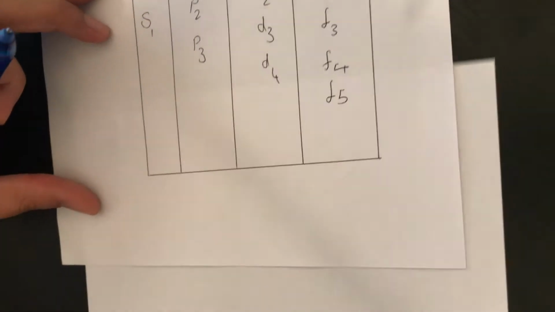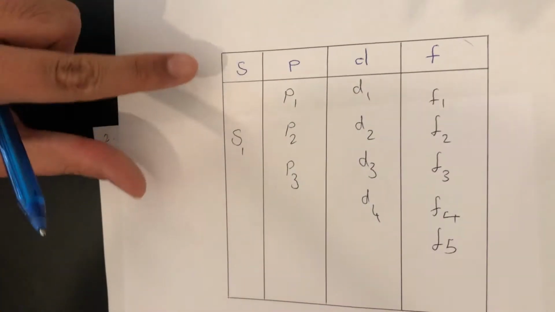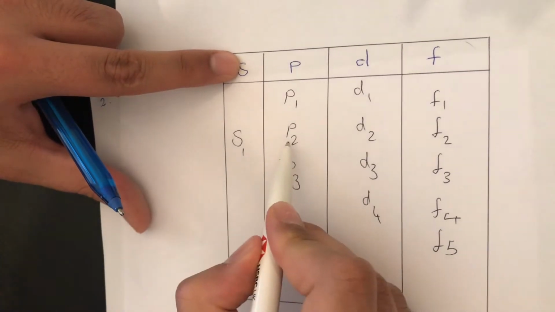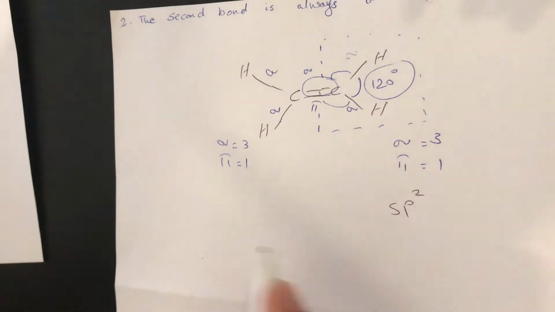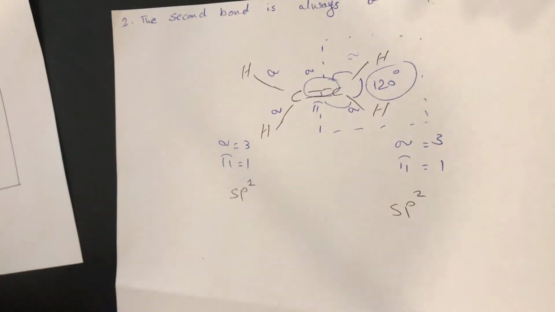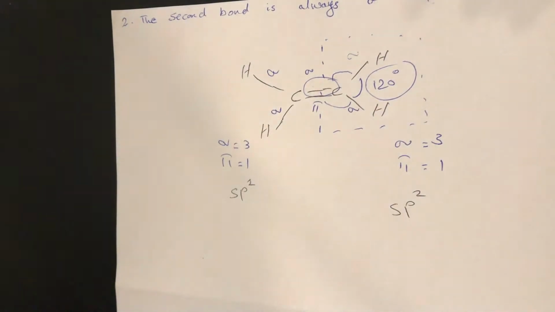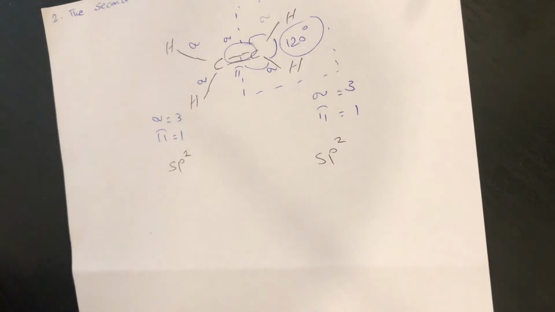Going back to the chart, so if we have 3, it means we need 1 S and 2 P. So it's going to be sp2 and sp2. If you didn't understand that, certainly we can do another example, but I'm sure that is not really hard.